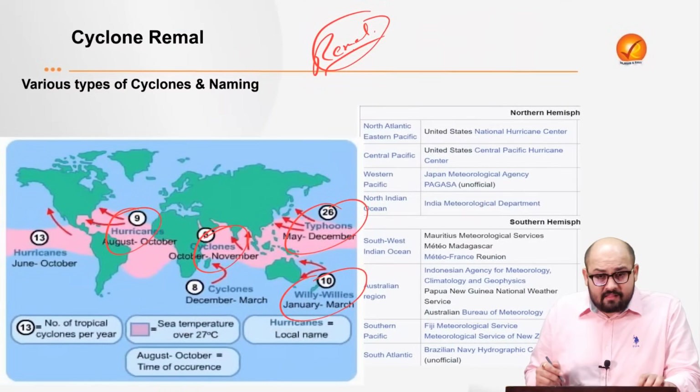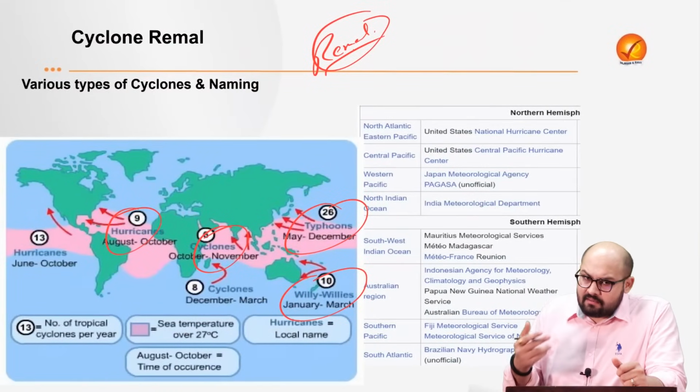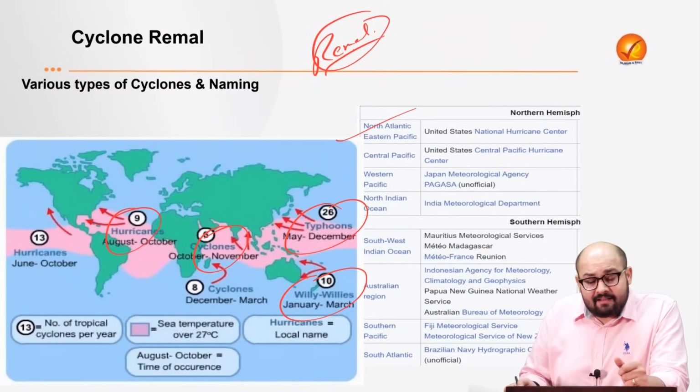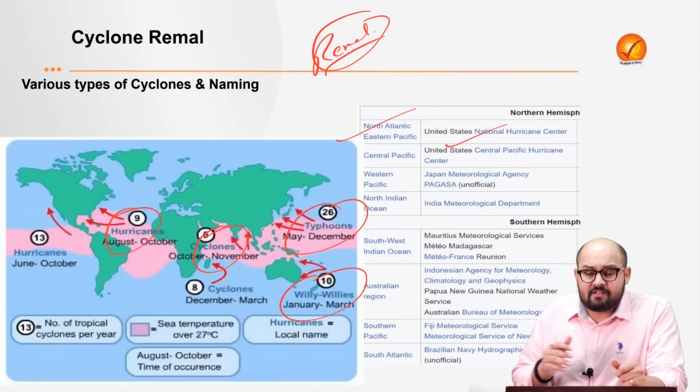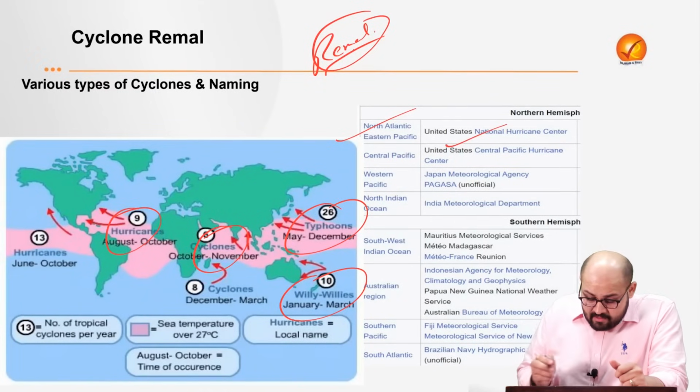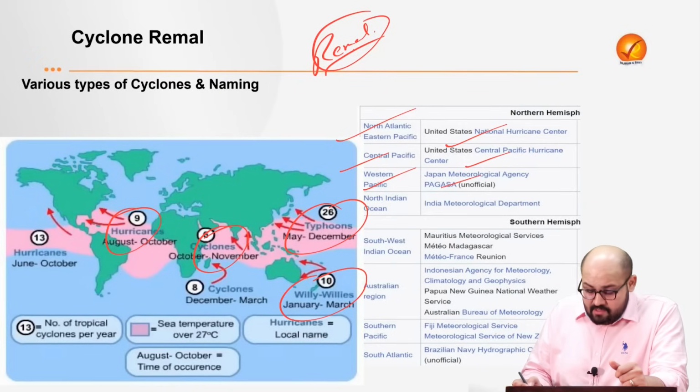So we have got these 6, you can just see, 3 in the northern hemisphere and 3 in the southern hemisphere. We have got the North Atlantic, Eastern Pacific, which is actually catered by the United States. Then we have got the Central Pacific, which is also looked after by the United States. Then you have got the Western Pacific, which is looked after by the Japan Meteorological Agency. Then you have got the North Indian Ocean over here.